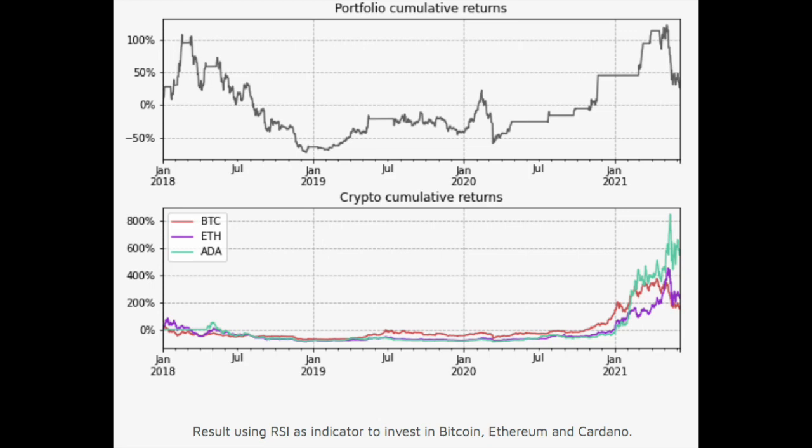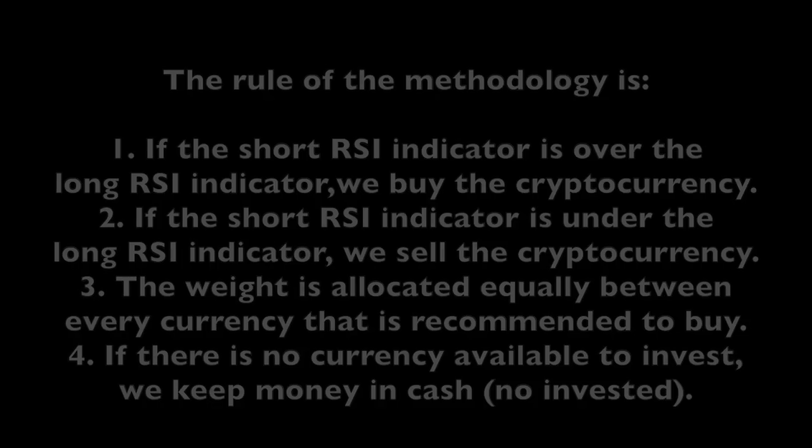As we've seen, the RSI indicator can fail individually, so we test another method to invest based on crossing RSI indicators. Now we set two windows, a short one of 6 days and a long one of 24 days. If the short RSI indicator, window equal to 6, is over the long RSI indicator, window equal to 24, it's time to buy, and otherwise it's time to sell.